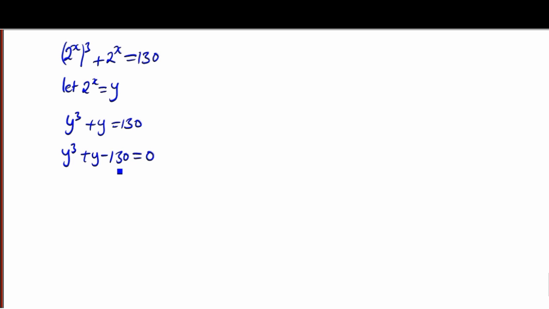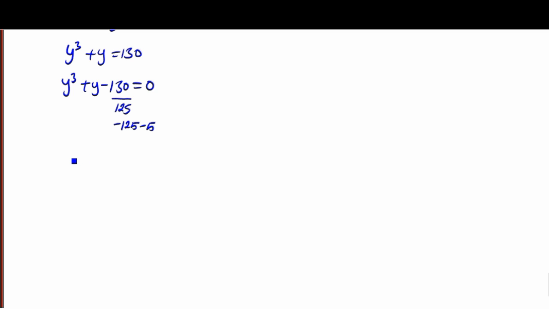Now I'm going to look for the nearest cubic number to 130, and the nearest cubic number to 130 is going to be 125. And if we rewrite minus 130 in this form, we shall have now minus 125 minus 5. So rewriting that equation, we shall have y cubed plus y and then minus 125 minus 5 is equal to 0.